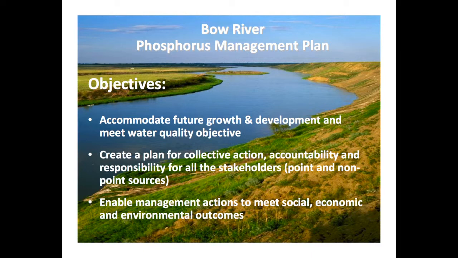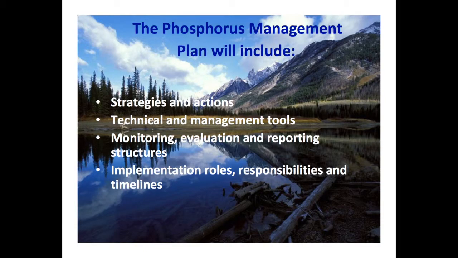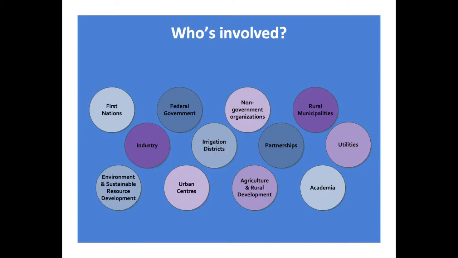So that's a social and economic kind of aspect. We're not just looking at the numbers, we're also looking at everybody having a part in the solution. And then to develop management actions that will meet social, economic, and environmental outcomes. The plan will include strategies and actions, technical and management tools, monitoring, evaluation and reporting structures, and implementation roles, responsibilities, and timelines. And I like the idea that Rob had about a standing implementation committee, and even though we're not at that stage yet, I think it might be a good idea to set it up earlier rather than later.